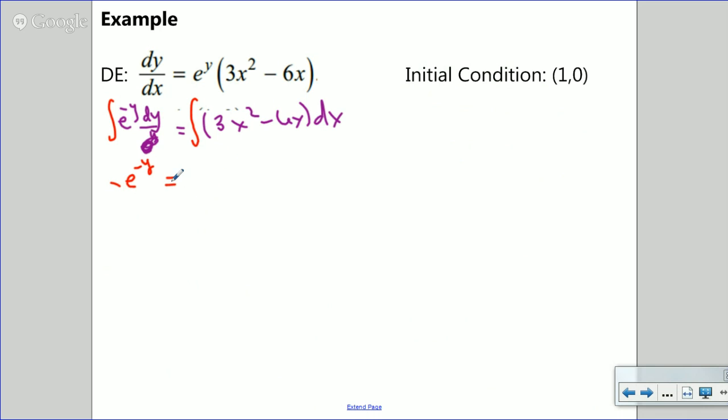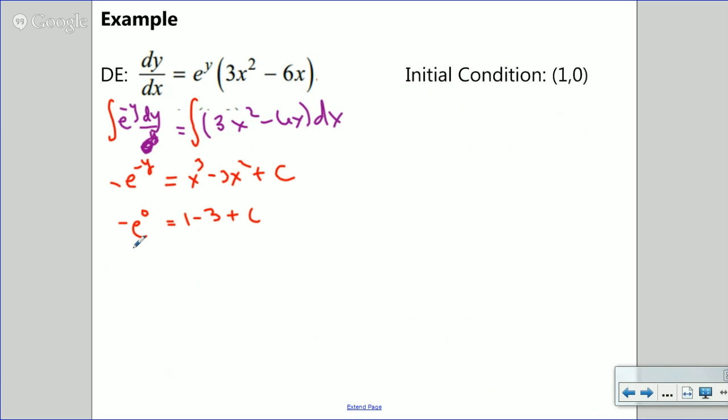So antiderivative of 3x squared is going to be x cubed, right? Antiderivative of -6x is going to be 3x squared plus c. All right, as soon as you have that plus c, I'd like for you to plug in your initial condition because at this point now we are into the pre-calc stuff. Okay, so I have x is 1, y is 0. So I have negative e to the 0 equals 1 minus 3 plus c.